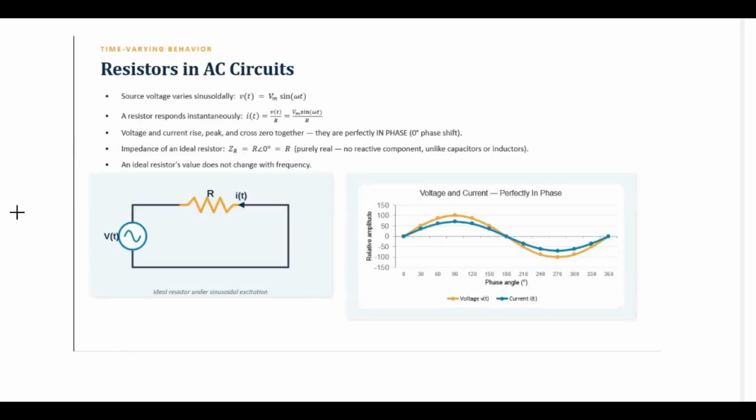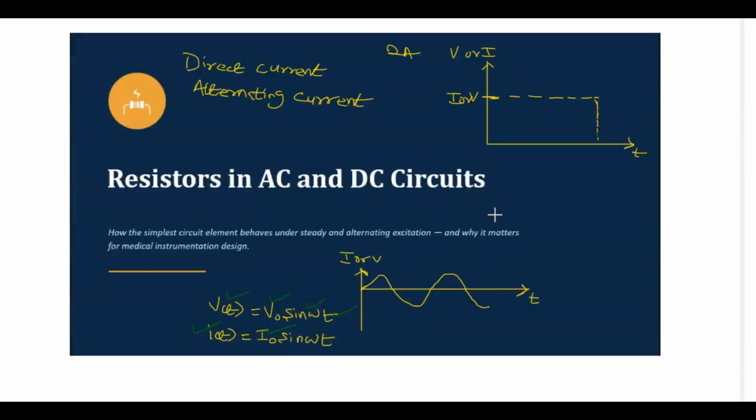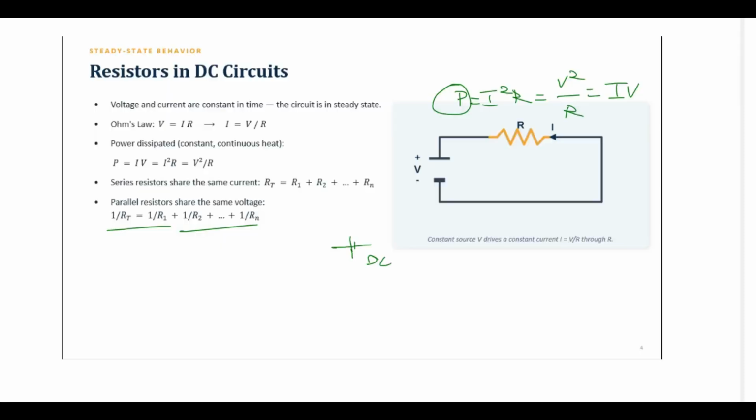But when we now come to AC circuits, the same principle applies, but with some level of modification. You know, in a DC circuit, current and voltage remain constant.